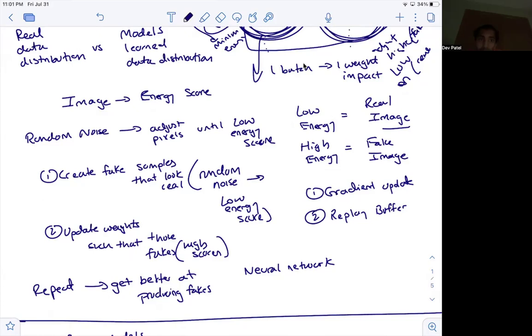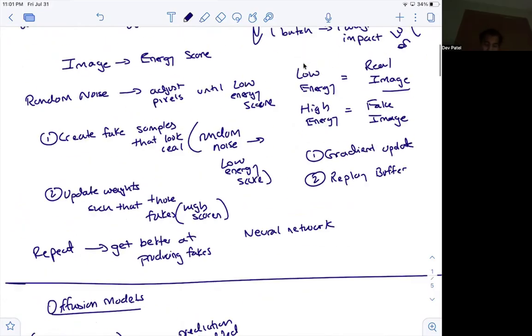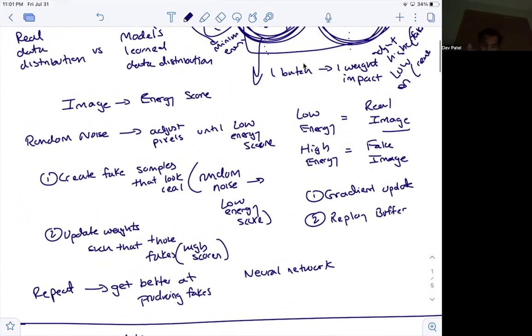As training progresses, we're getting better at producing those fakes that look like real images. And so we repeat this, and then at generation we start from random noise, and our generation process is so good that it looks very close to a real image. So we go through random noise, and we adjust the pixels, pixel by pixel of the entire image, until we get to an extremely low energy score.